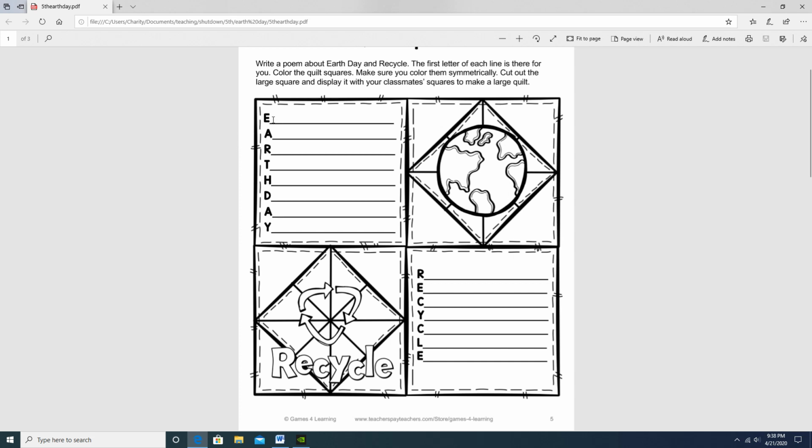Now because this is such a small piece of paper here, you're actually going to make your acrostic poem really short. You're not going to have long lines that will take up a whole piece of paper. So maybe 4 or 5 words each line.